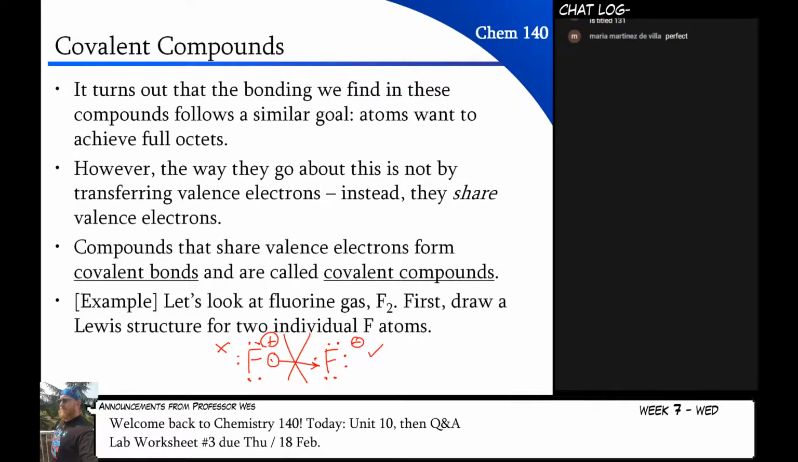So instead, what happens is that these atoms share their valence electrons. And so if atoms share valence electrons with each other, they become covalent. The co means communal.